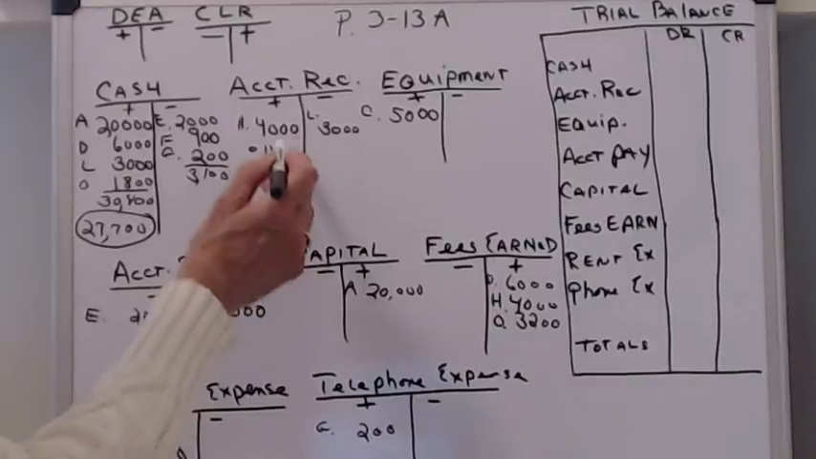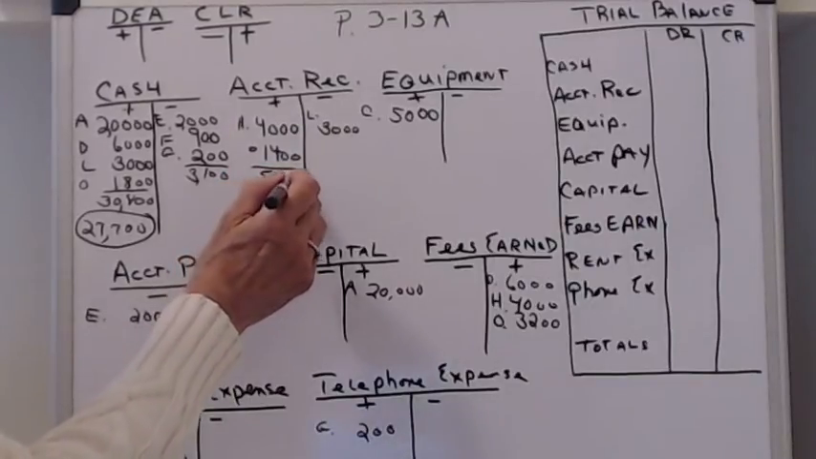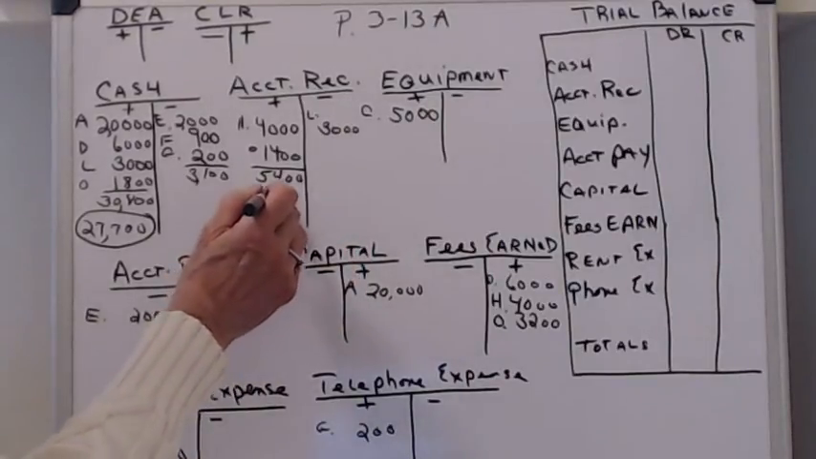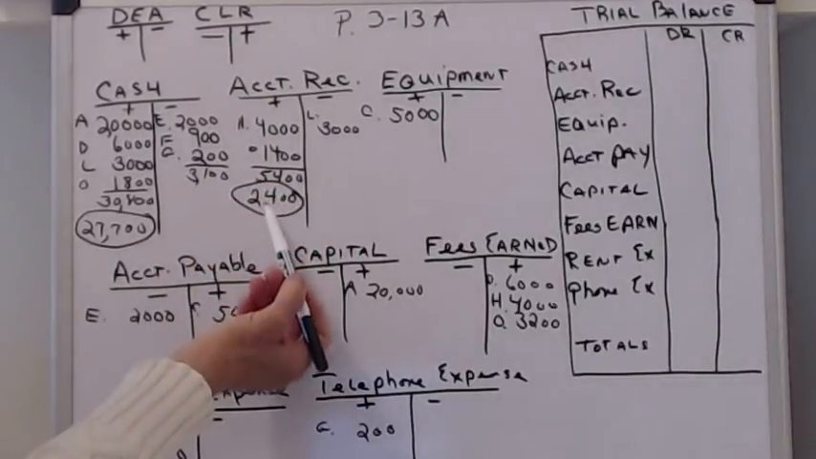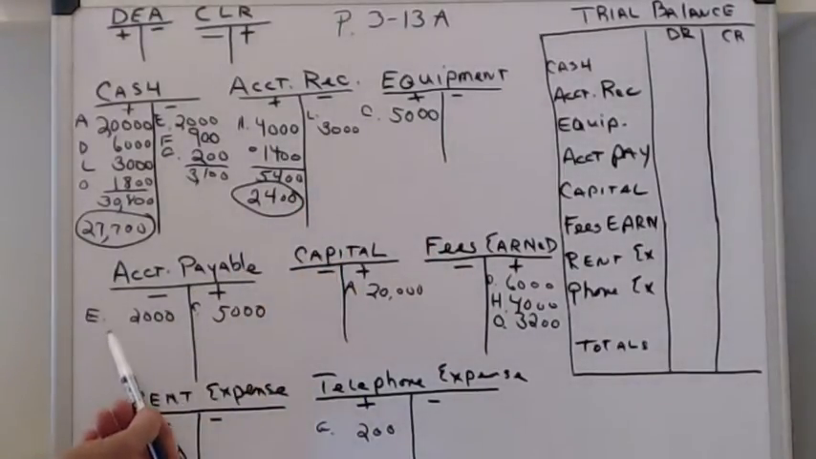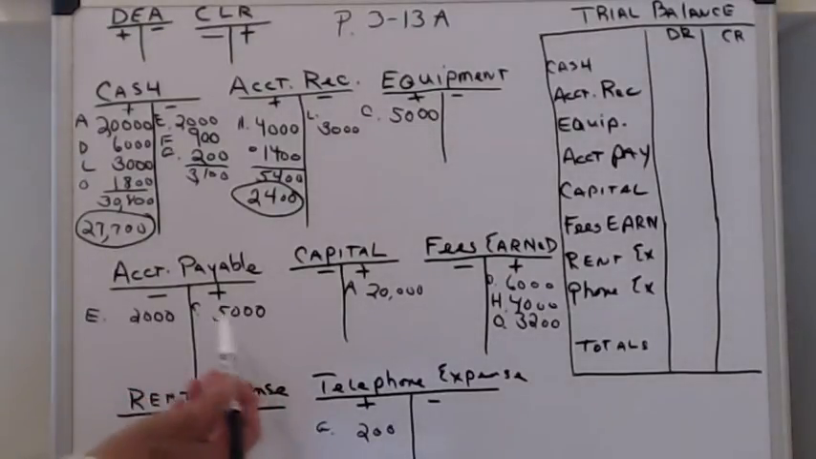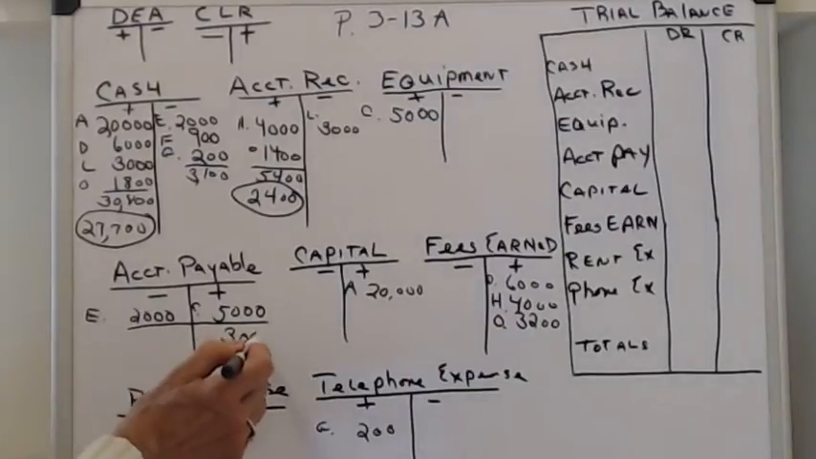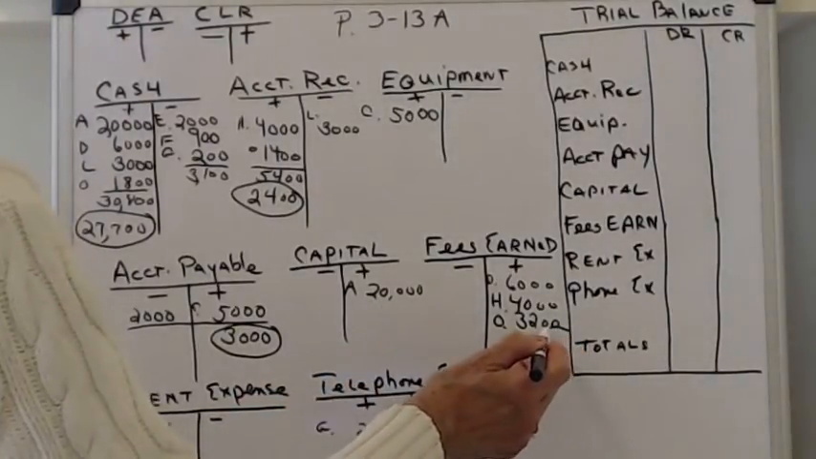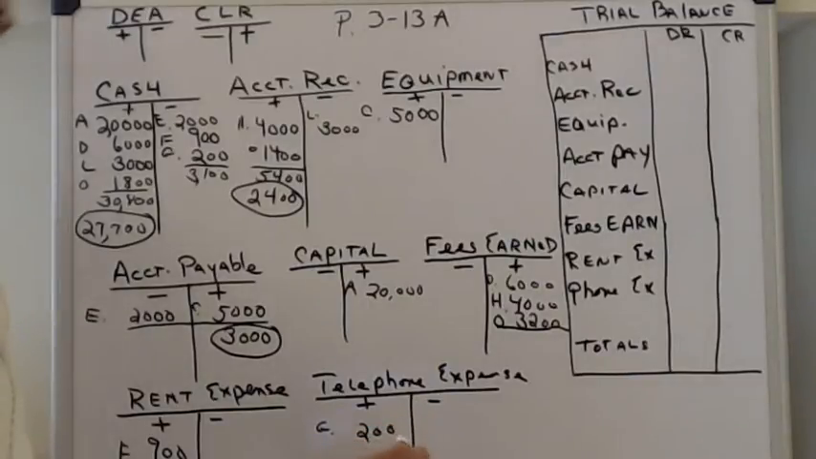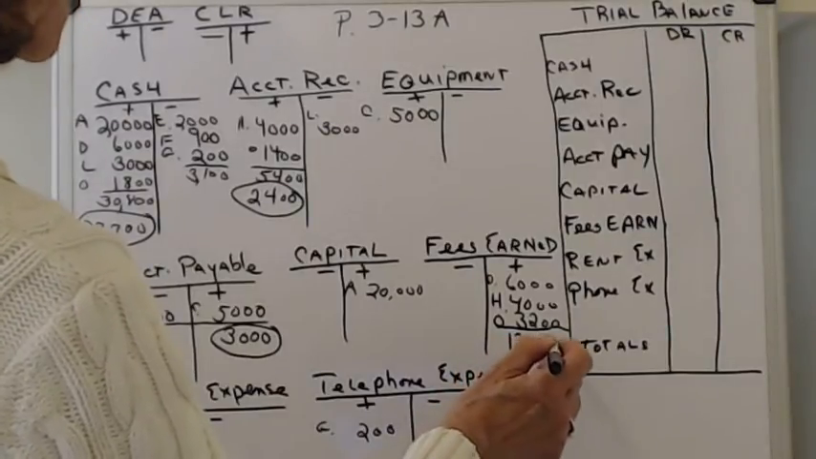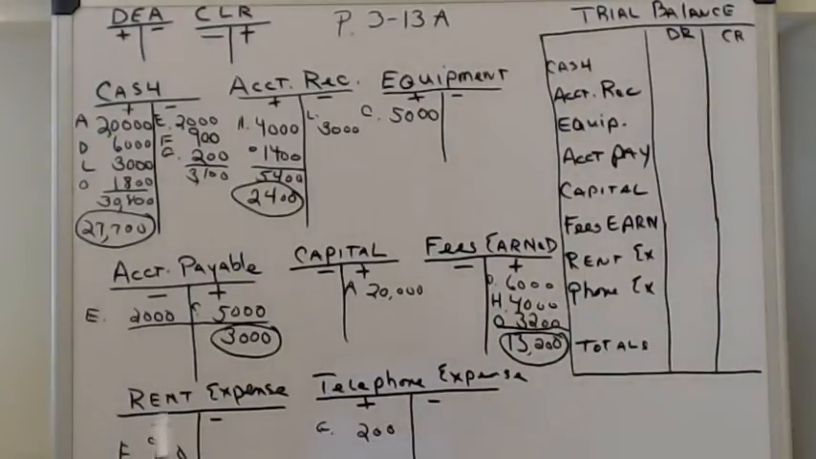Accounts receivable, I'm going to foot my debit side, which is $5,400, and then subtract my credit. $300 from $5,400 leaves $2,400. So I have a balance of $2,400 on the debit side. Equipment is going to stay $5,000. Accounts payable, I have one number on each side. $2,000 from $5,000 is $3,000 on the credit side. That's going to be my balance. Capital stays the credit balance. Fees earned, I have three numbers to add up, and a total of $13,200 is going to be my balance of my revenue. And then rent stays the same.